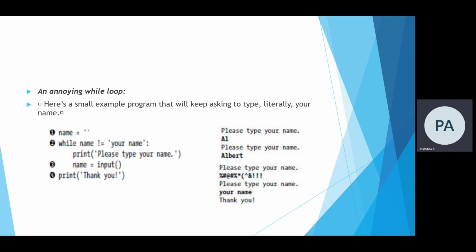Here is a small example that will keep asking you to type literally your name. Here you can see name is equal to an empty string. While name is not equal to your name, print please type your name, and name is equal to input. Then print thank you. Initially we take name as a variable and store an empty string in it. While name is not equal to your name, the condition is true again and again if you give an input other than your name.